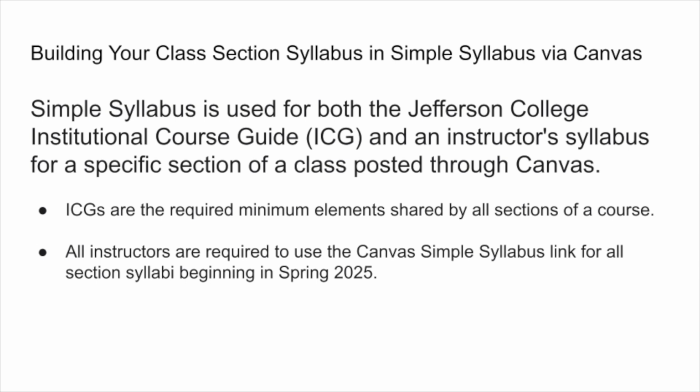An instructor's syllabus for a specific section of a class is going to include all of the elements from the ICG, but will also include some unique elements to that particular course, such as the instructor's contact information, the calendar for the class in terms of class meetings and assignment due dates, things like that.